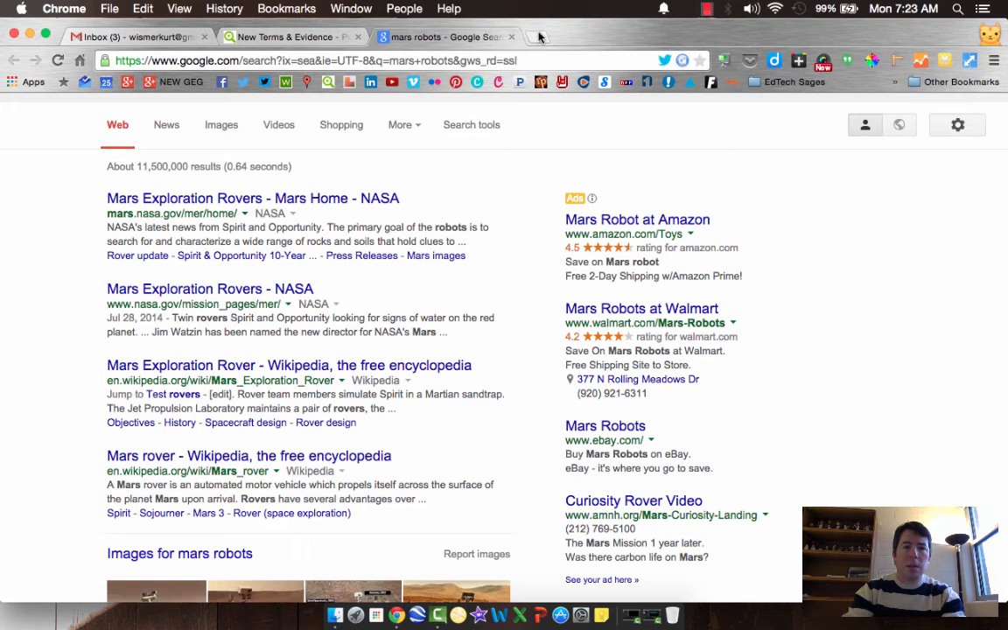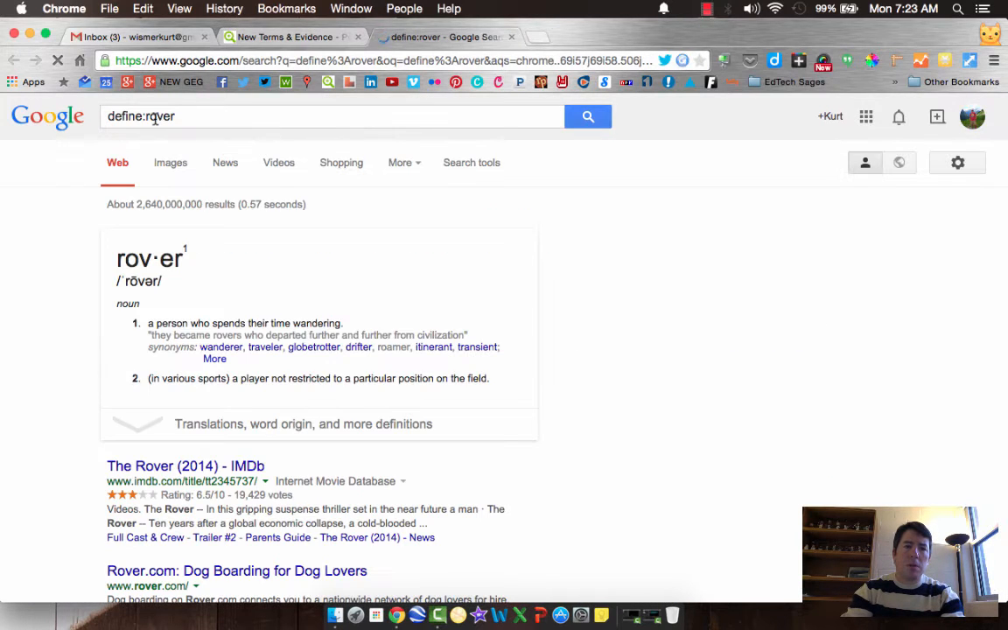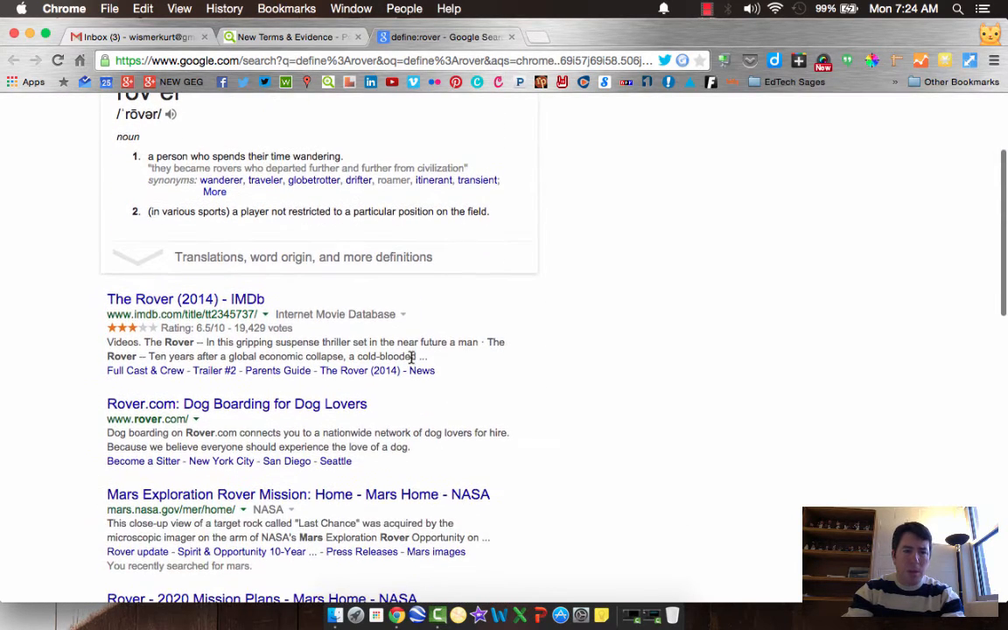So let's then dig into the word rover. Maybe we want to just search the word rover, or better yet, let's use define rover, and you can see there's no space there. So it's define : rover. So here's the definition of rover. Doesn't look like it says anything about Mars, but about rovers who depart further and further from civilization, maybe.